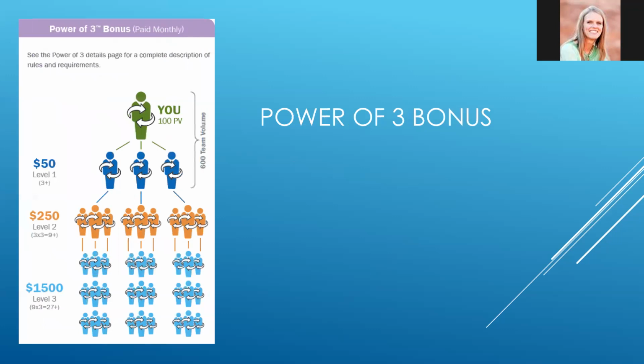Okay, so back to the Power of 3. Like I said, just pay special attention to the 600 team volume requirement. This is really important. I've had people miss out on their 250 bonuses because they didn't realize that one of their people didn't have the 600 PV, or OV. So just make sure that you are aware when you're calculating out your bonuses.